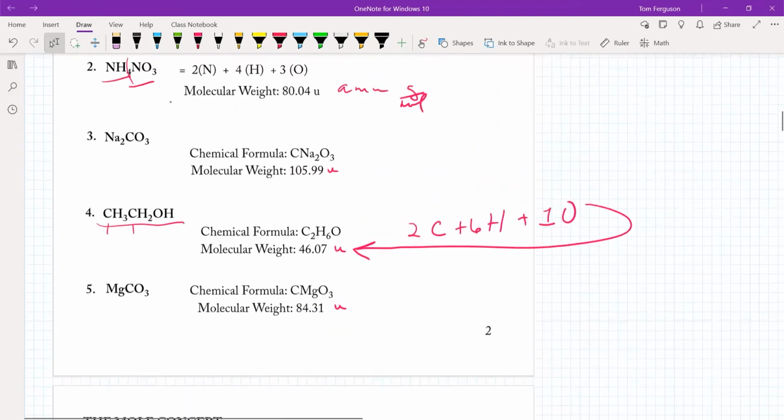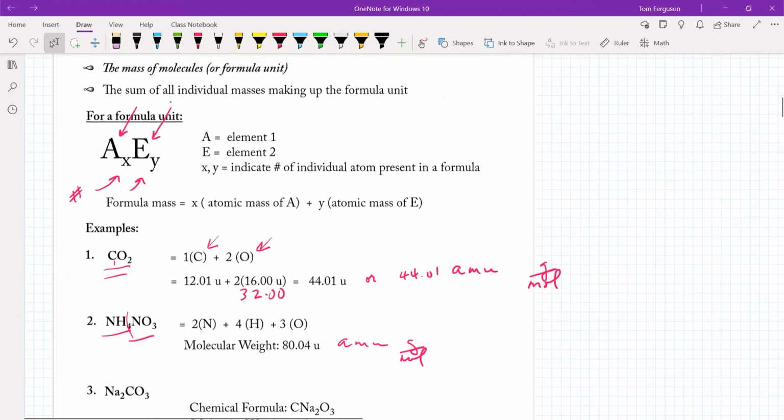Okay, so you're going to be looking up these numbers all the time in Unit 4, and in Unit 5 as well. Basically, we just add up its parts. We add the decimal numbers from the periodic table, and that'll be the formula unit, or the mass of molecules, or the molar mass.